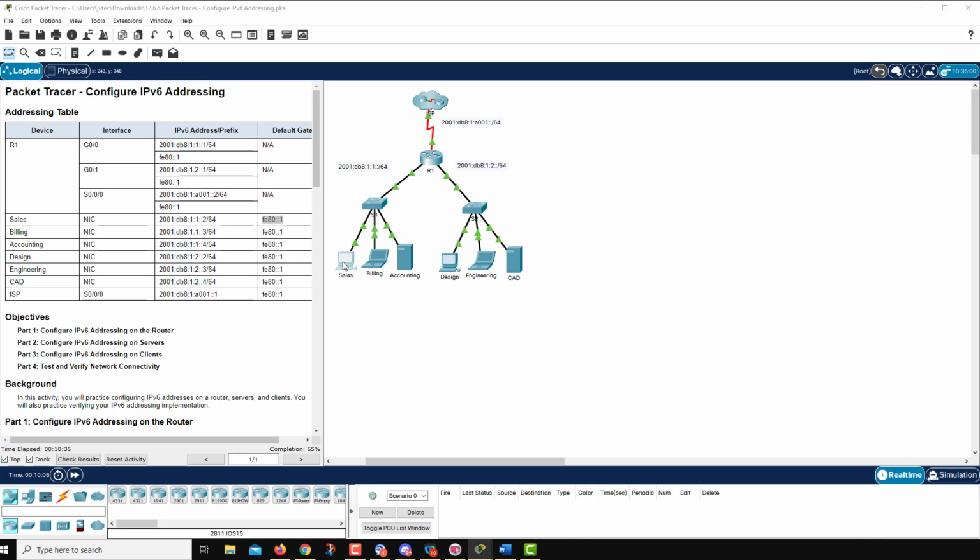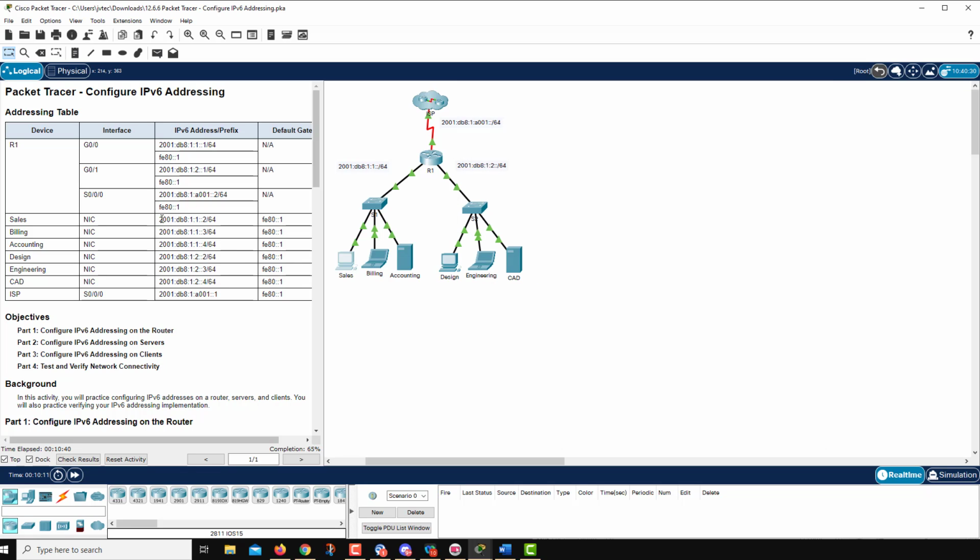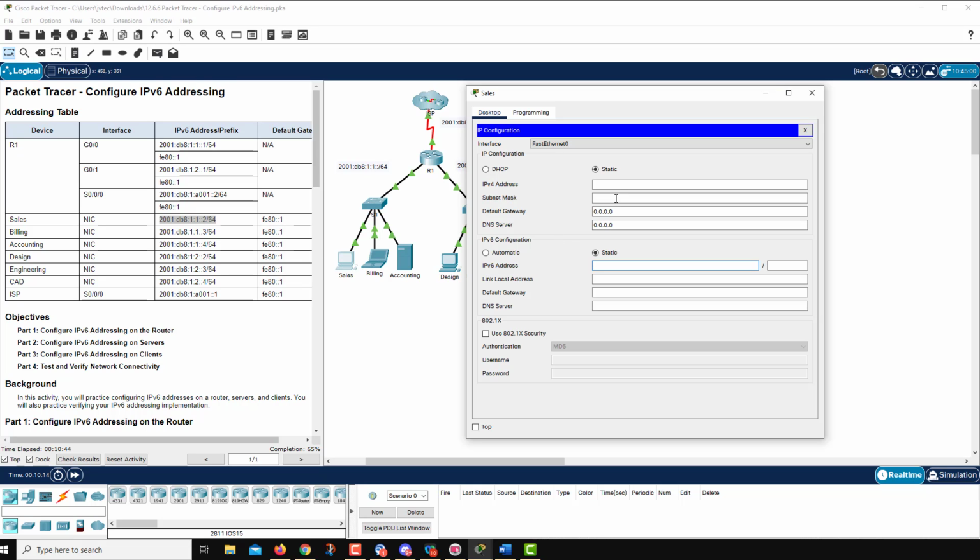Makes life easy. So we'll go to sales, IPv6, and for that, can I copy paste? That would make my life easy. Looks like I can. So sales, we'll go ahead and, nope, we'll do it manually. 2001:DB8:1:1::2 and /64.